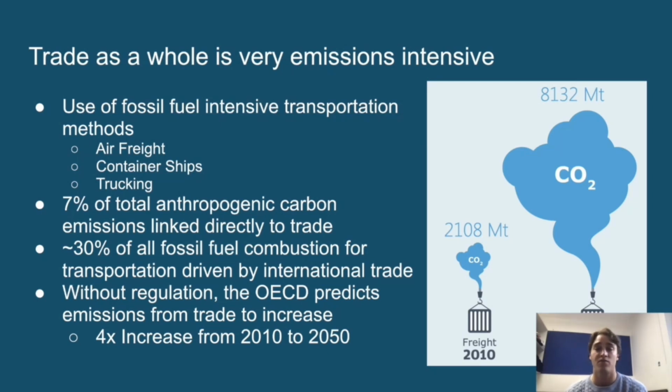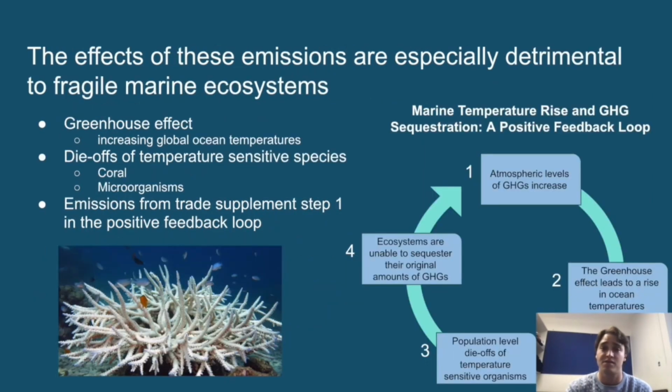And then we also know that roughly 30% of all fossil fuel combustion for transportation is driven by international trade. So in the larger scope, that includes people going to and from work. There's even more emissions than we originally know are directly linked that are a result of trade. And again, without regulation, the OECD predicts that emissions from trade could increase 4 times from 2010 to 2050. I know some of my group mates will get into that regulation and how international organizations plan to tackle this emissions from trade issue. But it's important to recognize that trade is still very emissions intensive, and without intervention can reach a dangerous scenario. So you may be thinking, how does this affect marine environments?